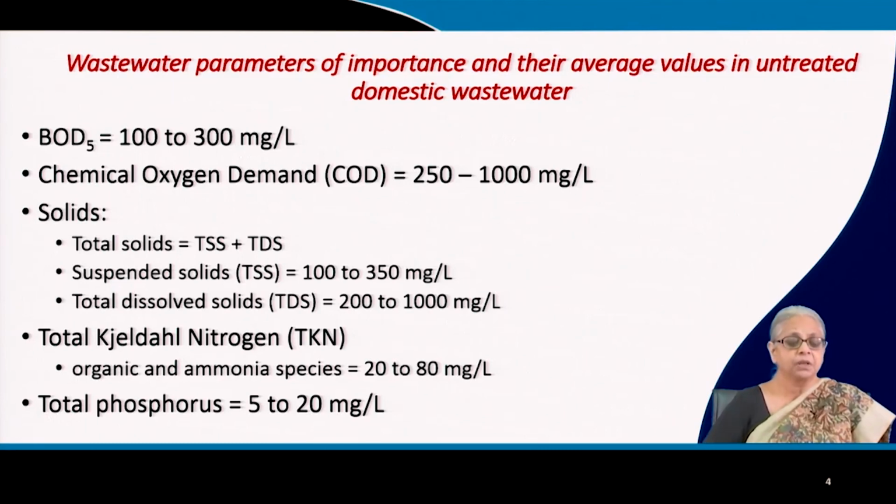per liter. Then we come to another parameter, and that is called total Kjeldahl nitrogen, and that is a measure of the organic and ammonia species which contain nitrogen. So organic nitrogen and ammonia nitrogen can be measured using the TKN method, and this nitrogen is around 20 to 80 milligrams per liter in sewage, and then total phosphorus ranges from 5 to 20 milligrams per liter.